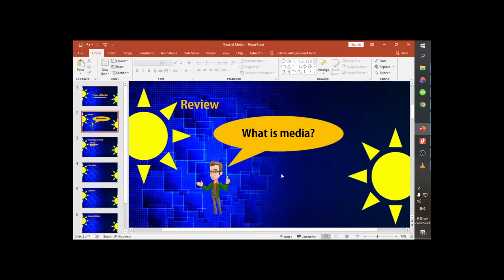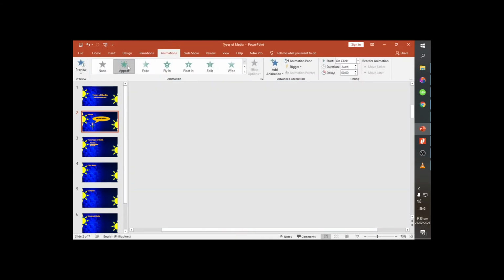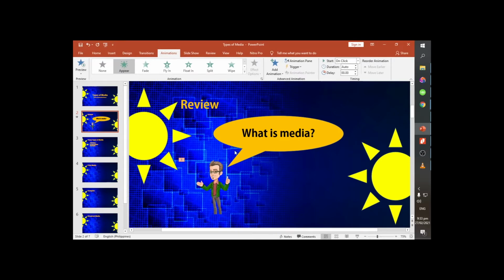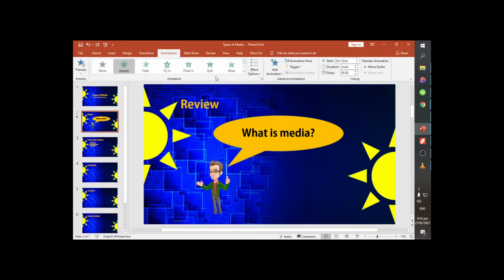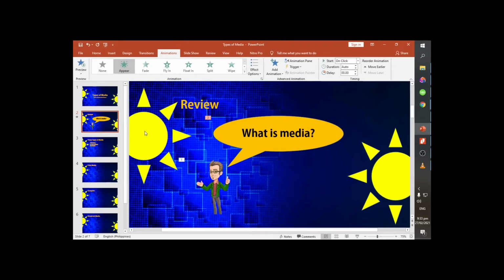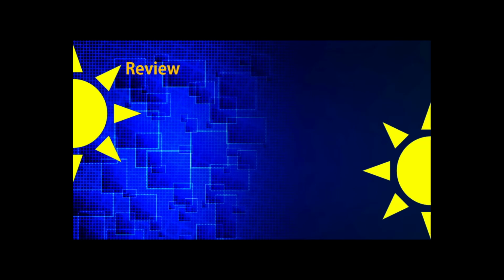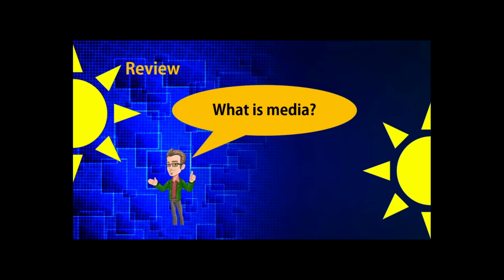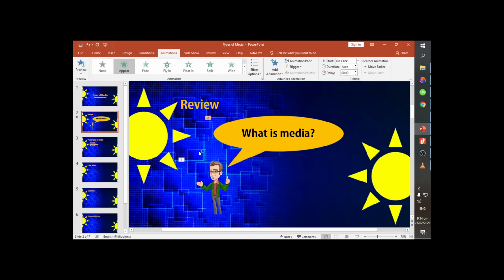So we want to add animation. So animations and appear. It's the normal one. It's just appear. And then this one should also be appear. If you just want to play this specific slide on your keyboard, you press Shift F5. So this specific slide. So this is the guy. So let's have a review. What is media? Okay, so we'll get some answers.